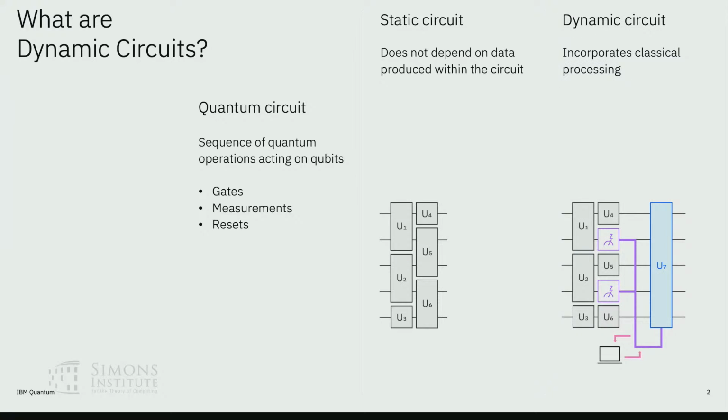But a dynamic circuit incorporates classical processing, which allows mid-circuit measurements, that is, measurements done not just at the end of the circuit, but in the middle. Using the measurement outcome, you can do classical calculation in real time. Then using that information, you do a feed forward, which is the part that makes the circuit dynamic. Depending on the outcome of the measurement within the circuit, you can act on the qubits using those results.